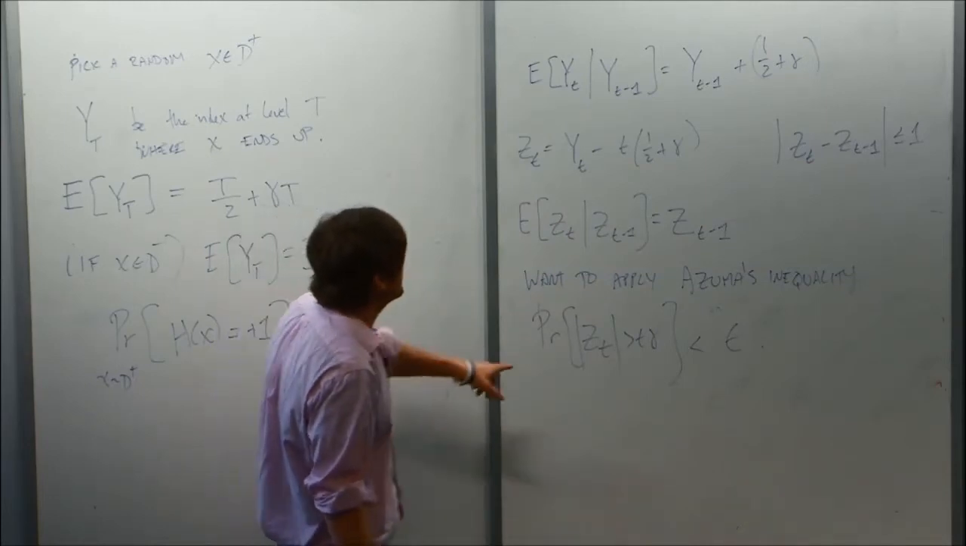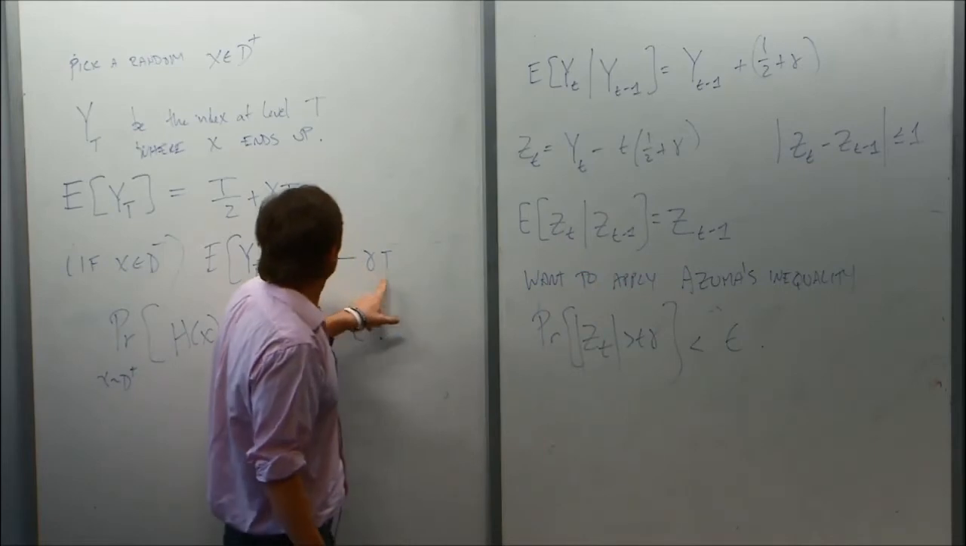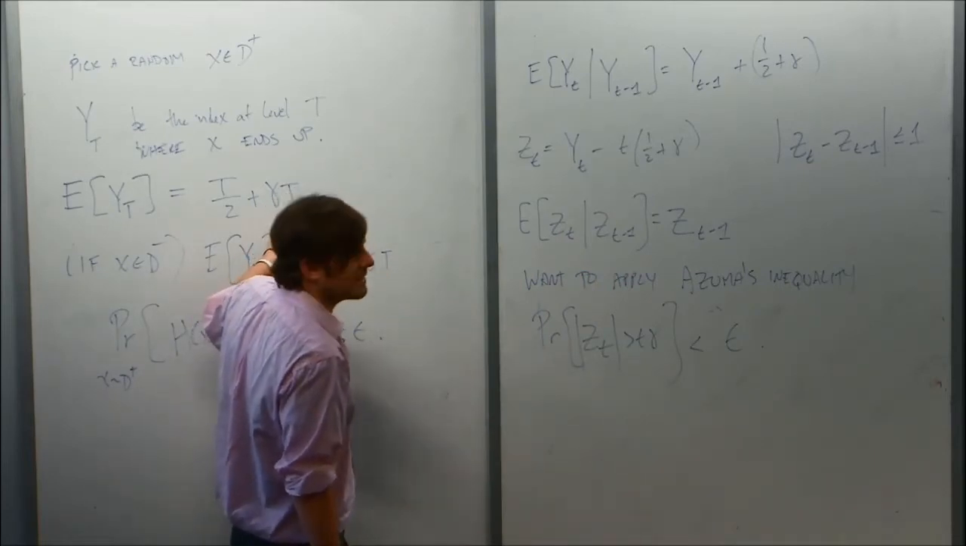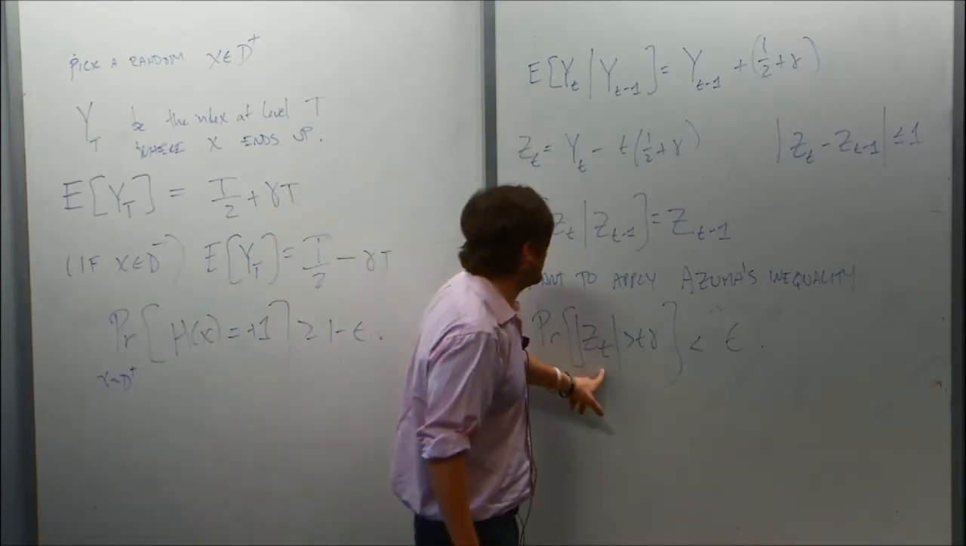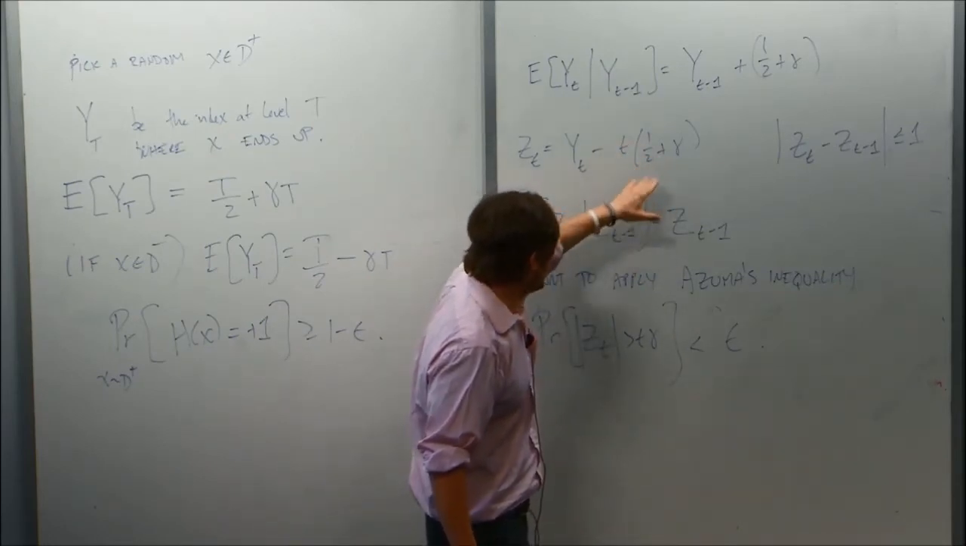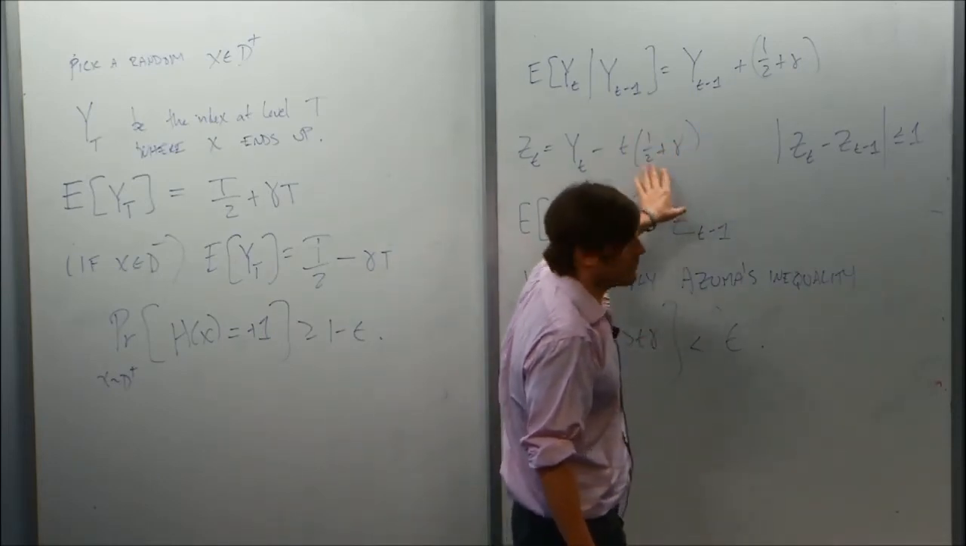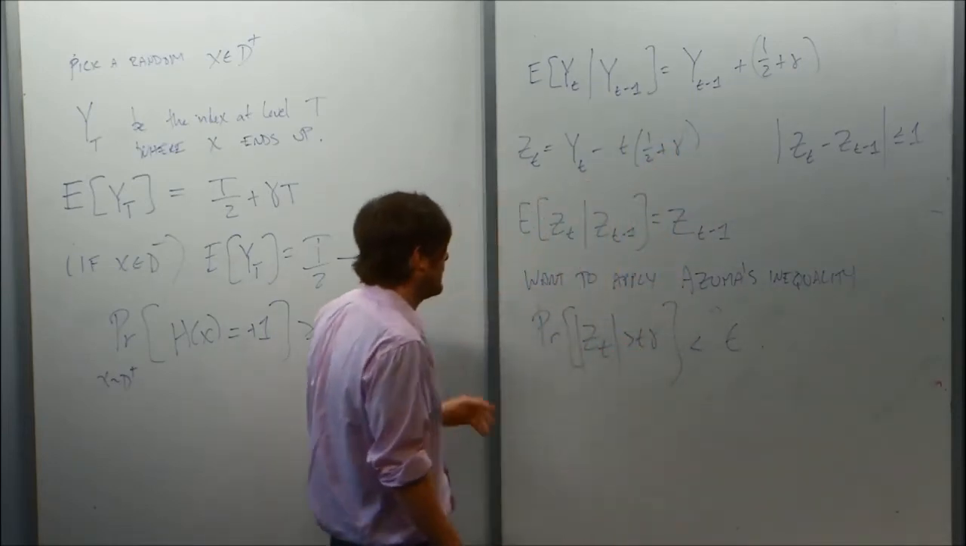Right, because only if it's in expectation your t over 2 plus gamma or t minus gamma. So the only way that things go wrong is if you end up deviating by more than gamma t from your expectation. That's the only way things go wrong.